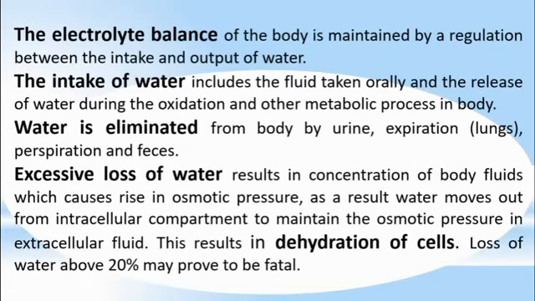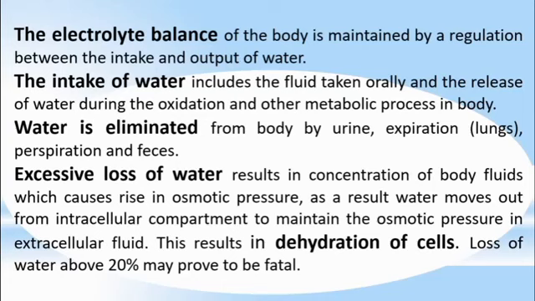The electrolyte balance of the body is maintained by a regulation between the intake and the output of water. So it is the water that plays an important role in the maintenance of the electrolyte balance in the body. Intake of water includes the fluid taken orally and the release of water during oxidation and other metabolic processes in the body, while elimination of water from the body is by urine, expiration through lungs, perspiration, and the feces.